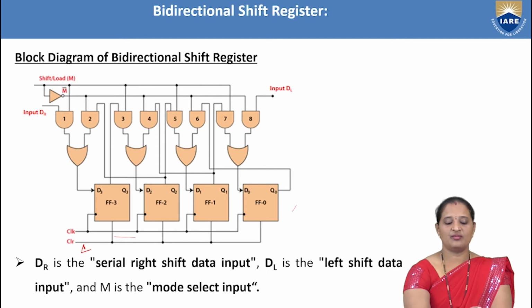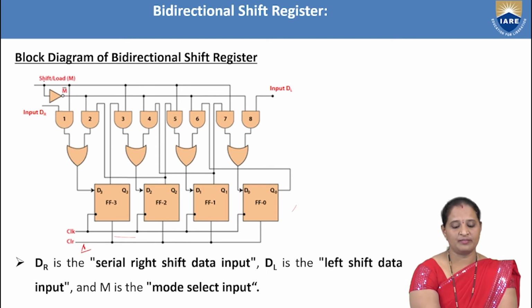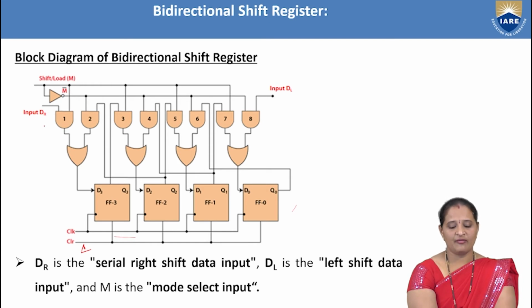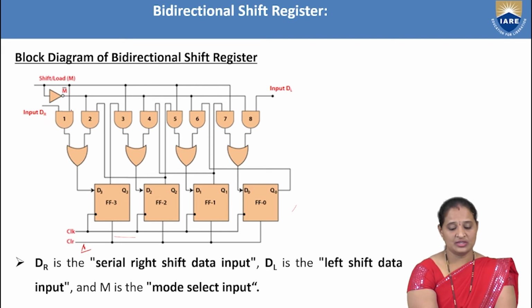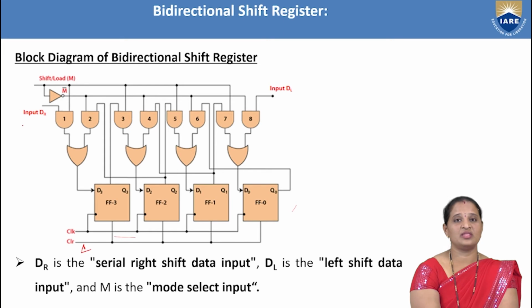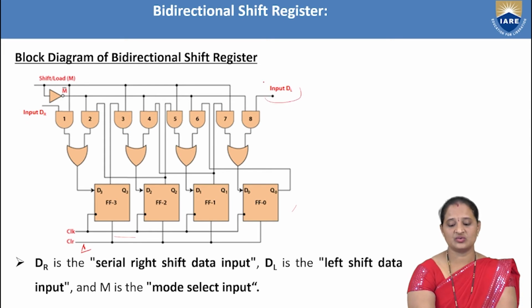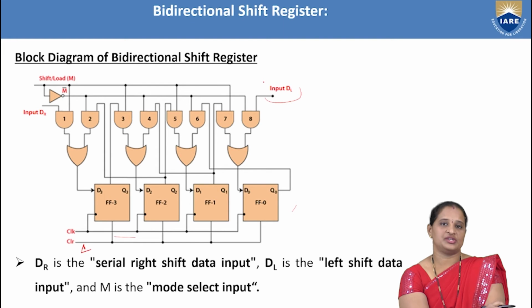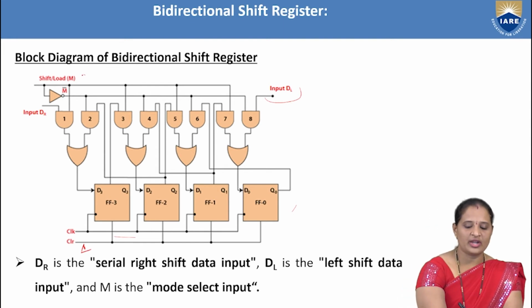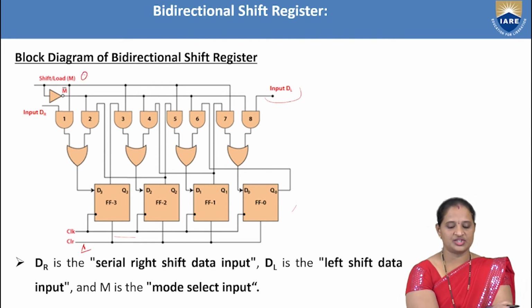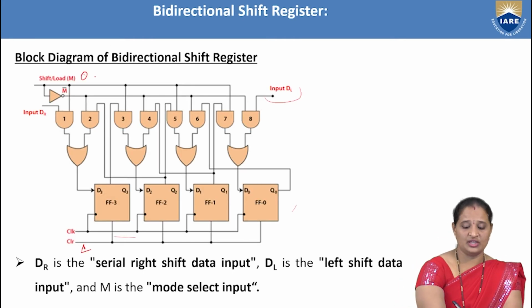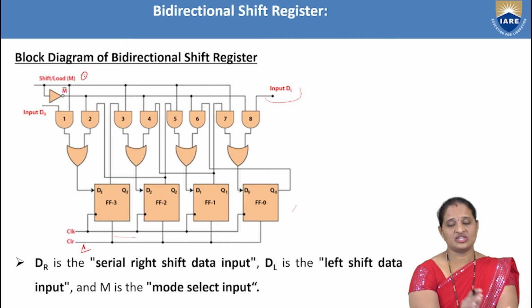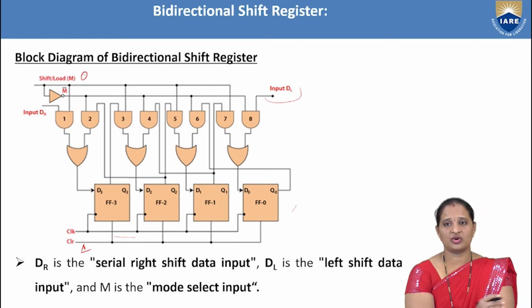Here we have one control input, shift or load bar. And we have 2 more external inputs here, input DR and input DL. DR is used for performing the right shift operation, and DL is used for performing the left shift operation. Now let us see what happens if this shift or load bar input is 1 or 0. When it is 0, what happens? Which AND gates are enabled and what will be the output of each flip-flop?